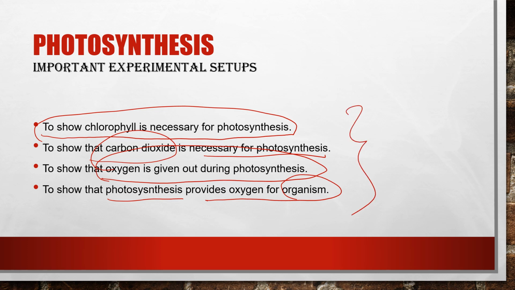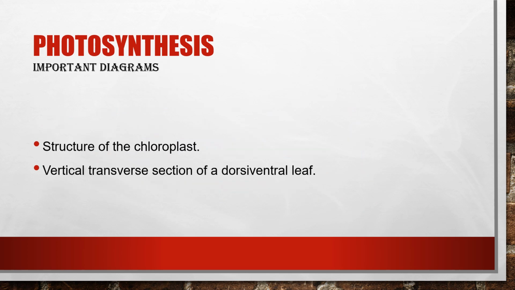Please go through them properly, revise, learn each and every step so that when you get any of these in the exam, it will be very easy for you to answer. Now, next part, important diagrams of photosynthesis. First one is the structure of chloroplast, and second one is the vertical transverse section of a dorsiventral leaf. So this is all for basic biology and plant physiology.